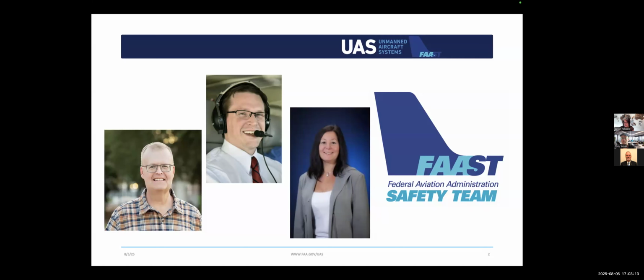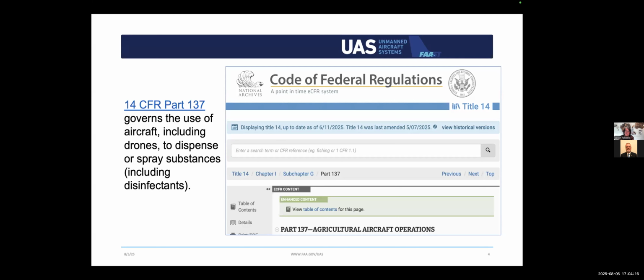So here's the reg under Part 137, 14 CFR, the Code of Federal Regulations. I always encourage people to use ecfr.gov, because it's updated almost weekly and it's much more up to date than the hard copy that us manned pilots used to buy every year. Part 137 governs the use of aircraft, including drones, to dispense or spray substances, including disinfectants.